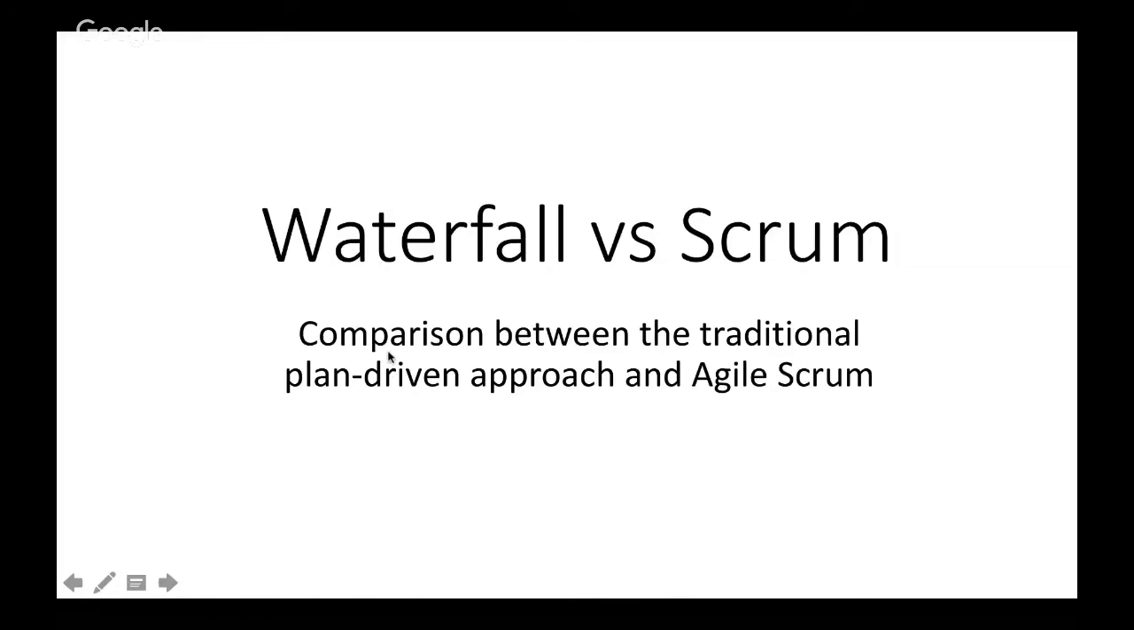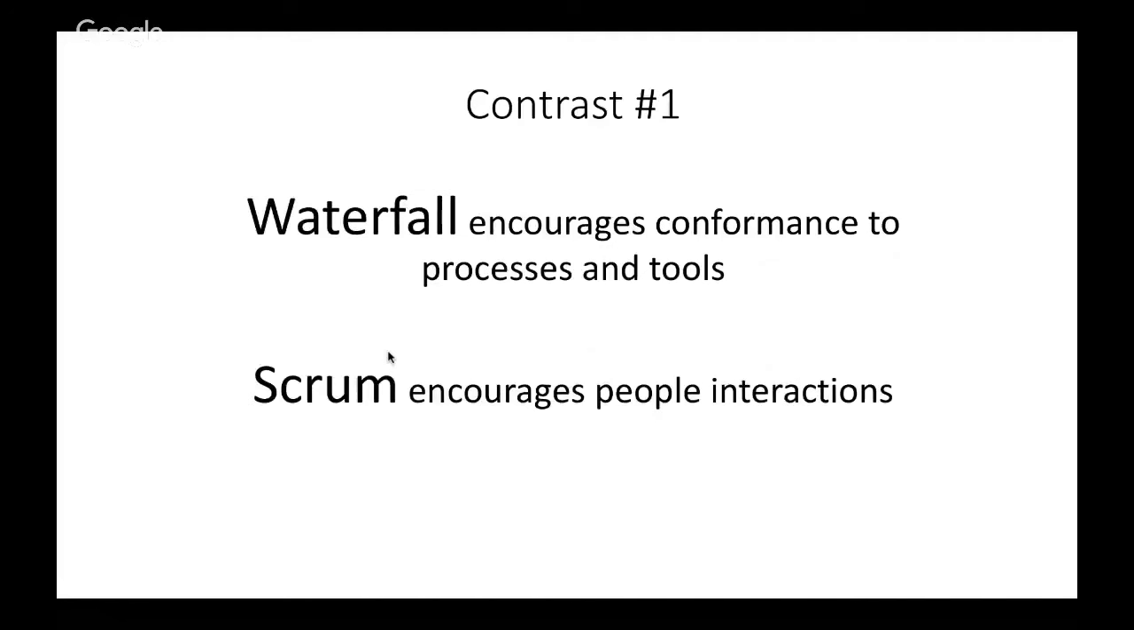In this webinar, we are going to compare the traditional plan-driven waterfall approach and Agile Scrum. The first key difference is that waterfall encourages conformance to processes and tools, while Scrum encourages people interactions. In the waterfall method, the objective is to follow a sequential set of steps to achieve a similar expected result every time. Waterfall is best suited for simple projects where the solution is predictable.